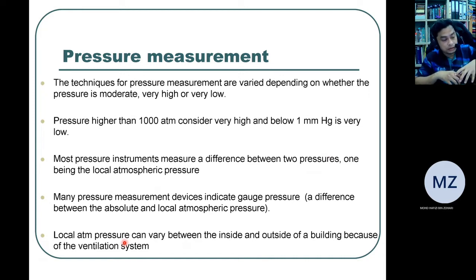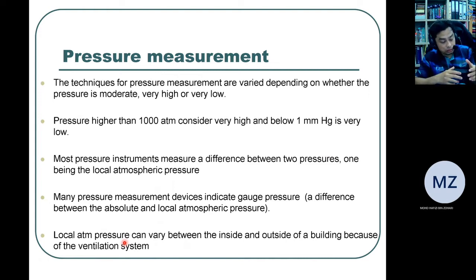Very high pressure and very low pressure. If you're talking about 1,000 atm or 1,000 bar, we consider that very, very high. Through my experience, the pressure inside pipelines in oil and gas can be 100 bar. That is still not considered very high pressure, though it is considered high. If we're talking about 1,000 atm, that is very, very high, and 1 millimeter Hg is very, very low.